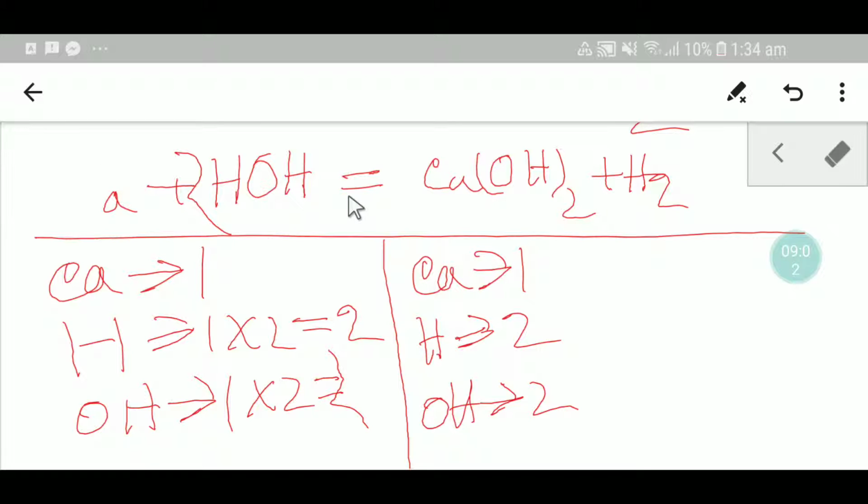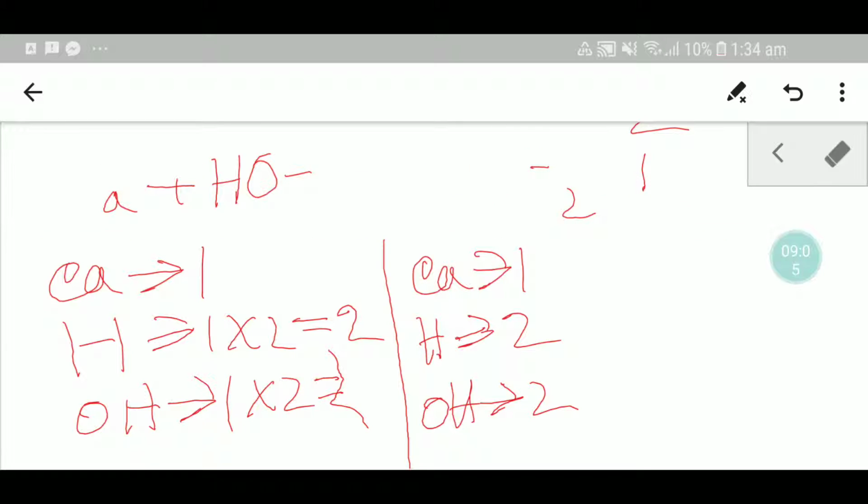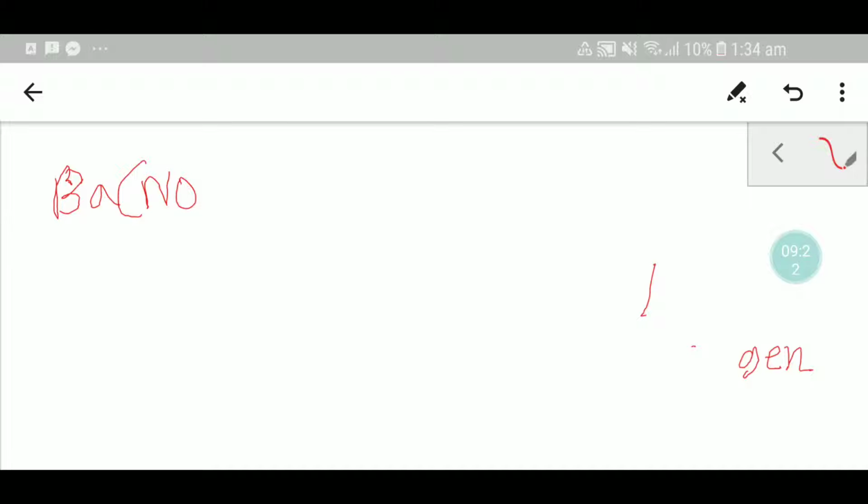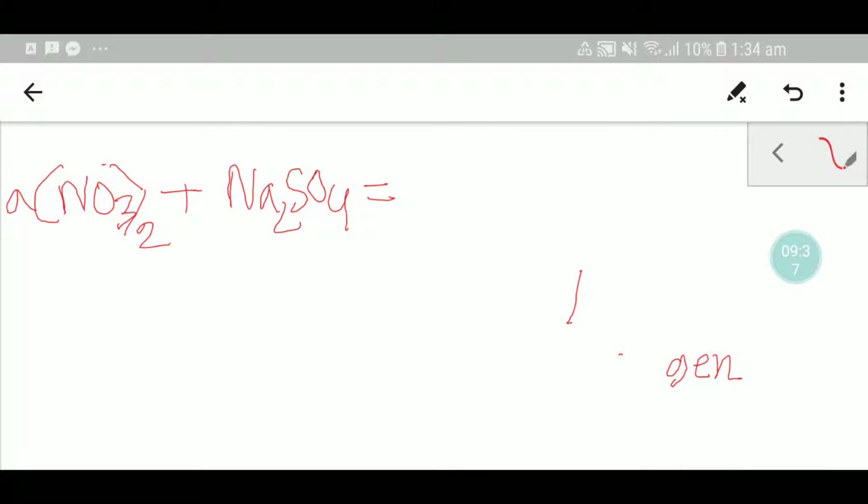Okay, let me take another example so that we can understand these things more smartly. This is barium nitrate, Ba(NO3)2, plus sodium sulfate. We are getting here barium sulfate plus sodium nitrate.